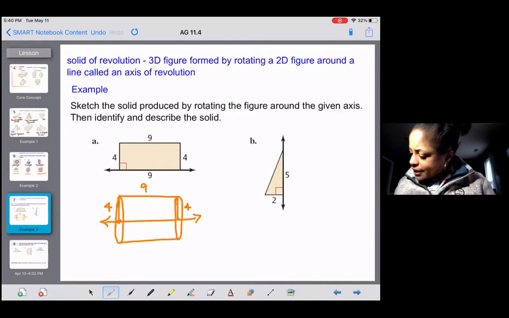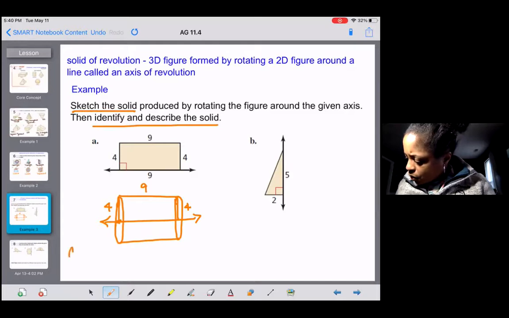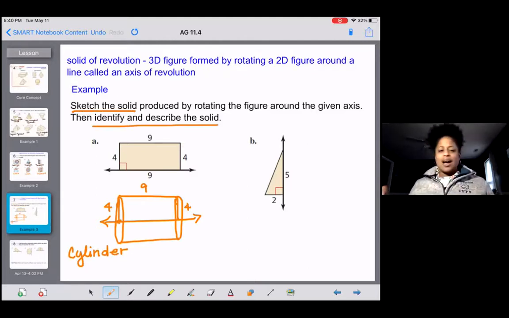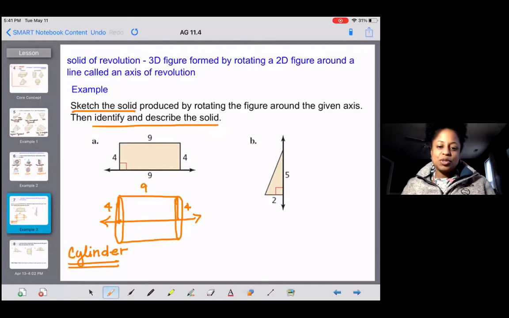Okay, so it says sketch it. Well, we just did that. And identify and describe. So it is a cylinder. Describe: a cylinder where the bases are on the left and right. You can just say cylinder. It's fine. A cylinder on its side, I guess you could say that, but you can just write cylinder.